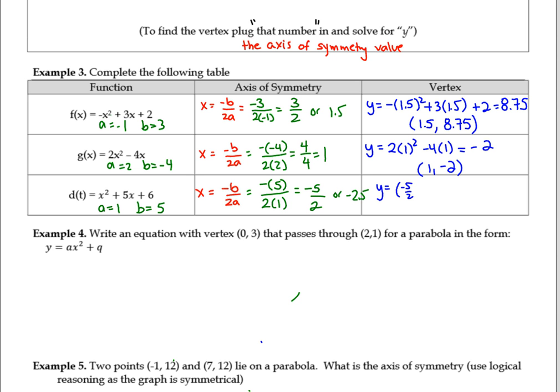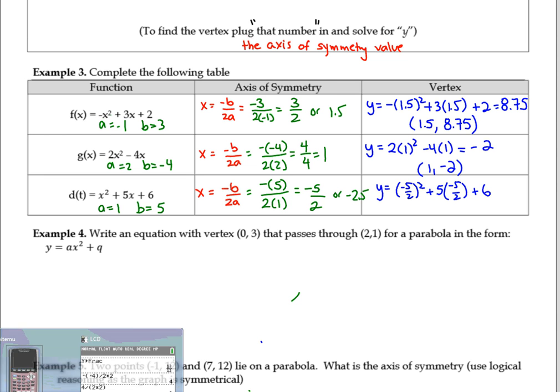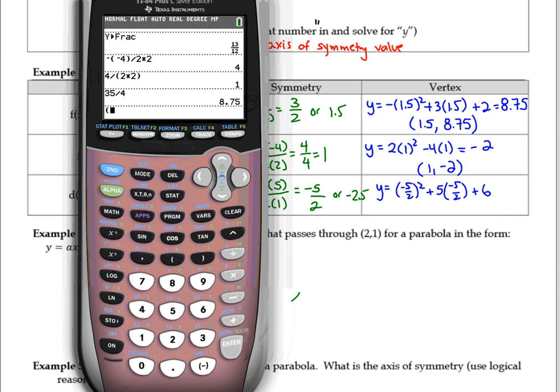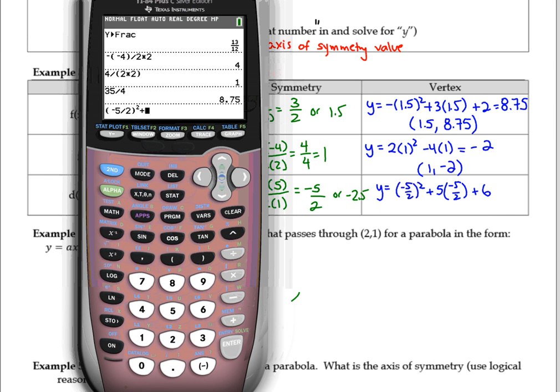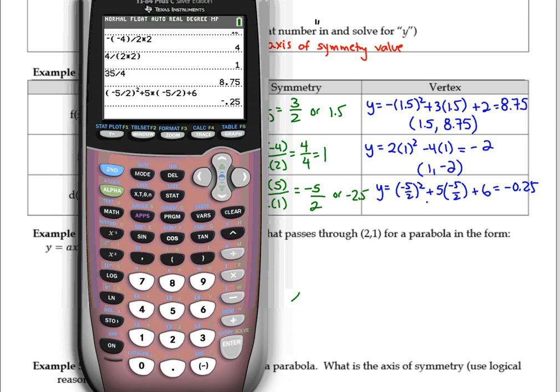Okay, this guy, I don't know if I did it right on my work. So let's do this one really quickly. Bracket negative 5 over 2 squared plus 5 times negative 5 over 2 plus 6. Okay, negative 0.25. So our vertex would be negative 5 over 2 or negative 2.5, comma, negative 0.25. What's wrong? Did I do something wrong? Question? You sure? Yeah?